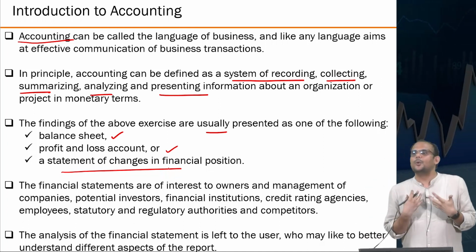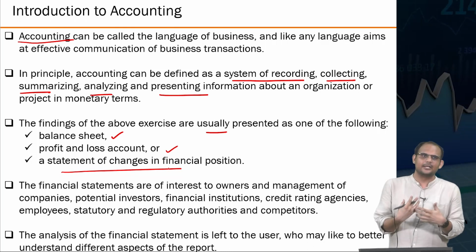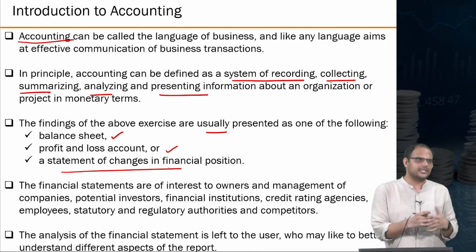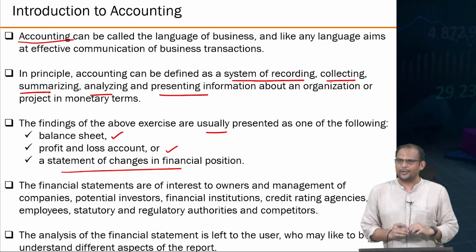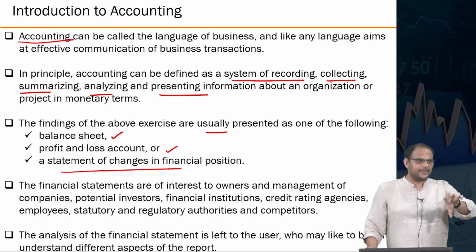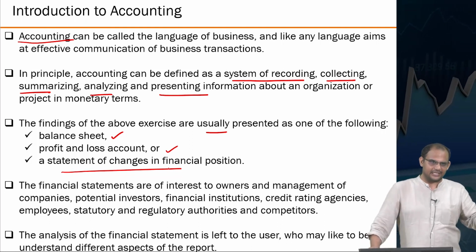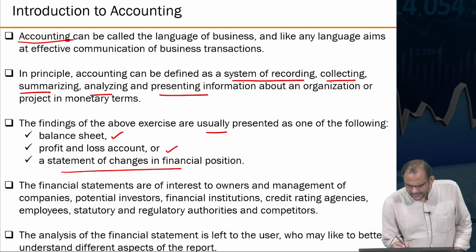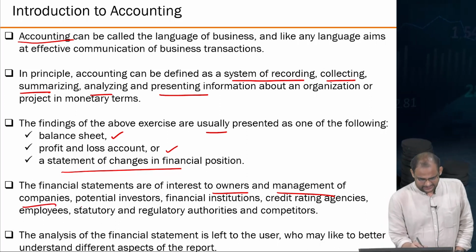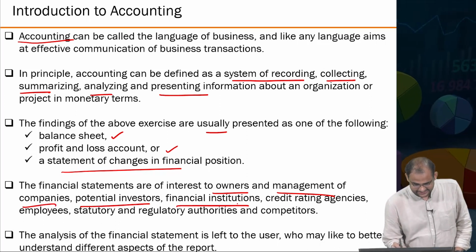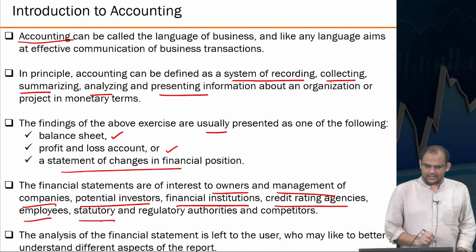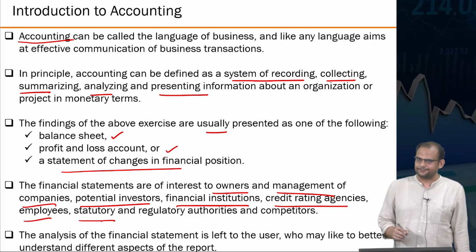So depending upon who you are or what your interest is in analyzing that information, you might be interested in different numbers which are reported in that table. Not everyone analyzes every detail using all the information presented in the table, essentially the balance sheets and all, right? So there are interests of owners, there are management of company, there are potential investors, there are financial institutions, there are credit rating agencies, employees themselves, regulatory authorities, and the competitors, right?